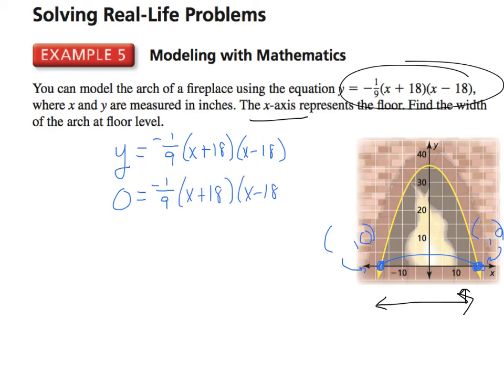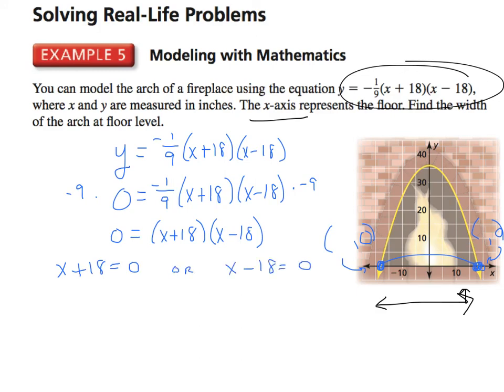And now you have a quadratic or a polynomial equation. So the first thing I have to do is multiply both sides by negative 9. If I multiply by negative 9, I still get 0 equals x plus 18 times x minus 18. I now set each of these equal to 0. X plus 18 equals 0, and x minus 18 equals 0. If you solve both of them, you get x equals negative 18 and x equals positive 18.